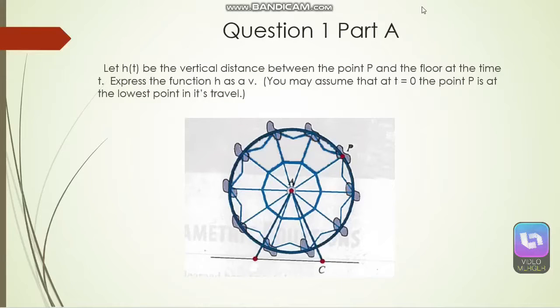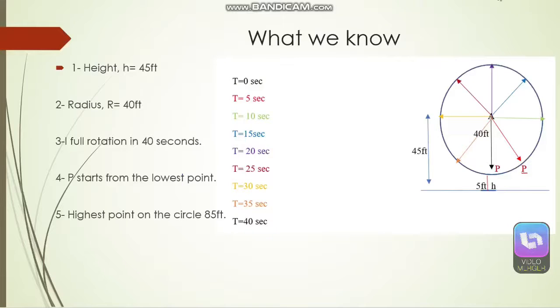Part A says: let h of t be the vertical distance between the point P and the floor at time t. Express the function h as a function of t. You may assume that at t equals 0, the point P is at the lowest point in its travel. To begin, we have to find the height of the point P as a function of time.